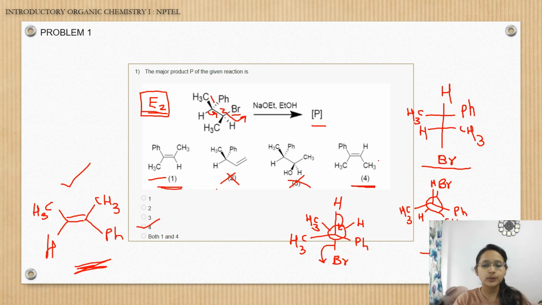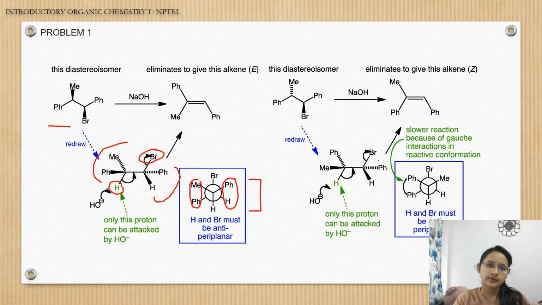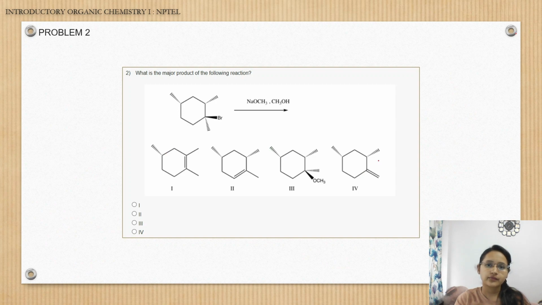Okay, if there is no problem, then I'm moving forward to problem number 2. So problem number 2 is asking what is the major product for the following reaction. Now you have to identify the major product of this reaction.